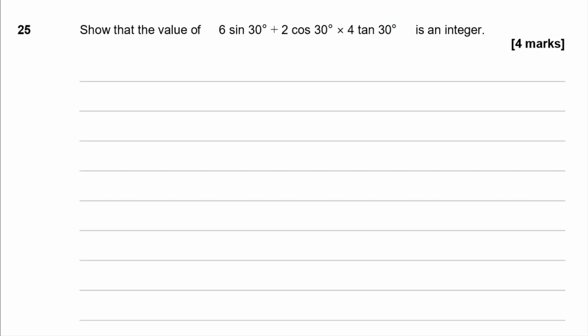Question 25, show that the value of 6 sine 30 plus 2 cos 30 times 4 tan 30 is an integer.